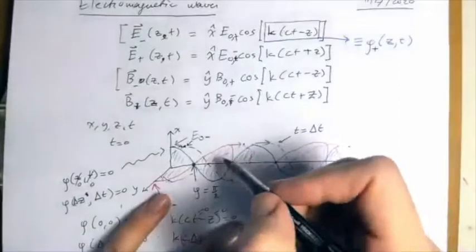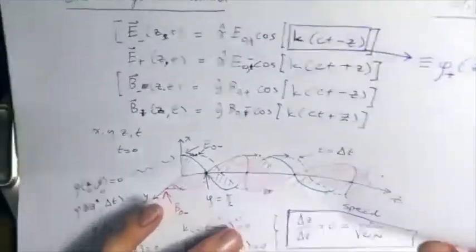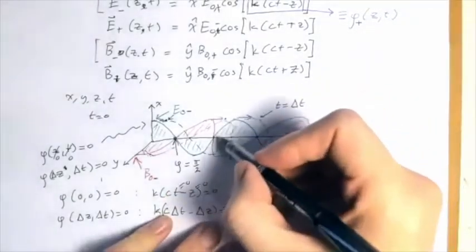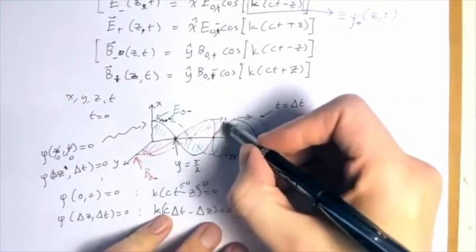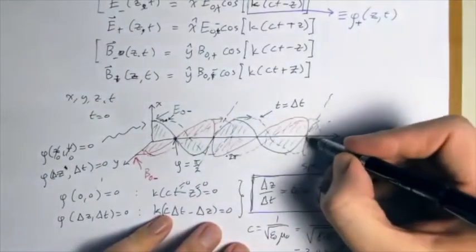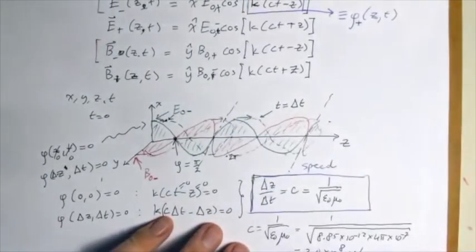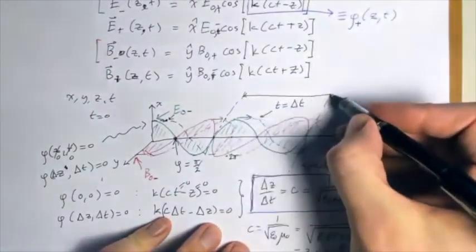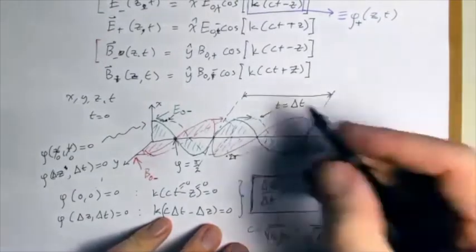Okay, so the next thing we want to look at is the actual wavelength. The wavelength is always defined as this part where the phase wraps by 2 pi. So it will be the distance between these two.